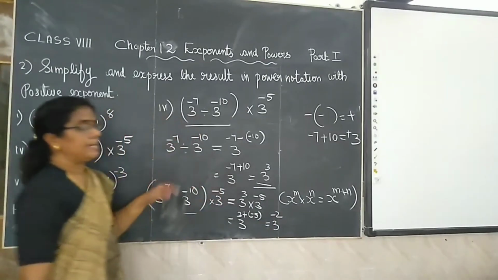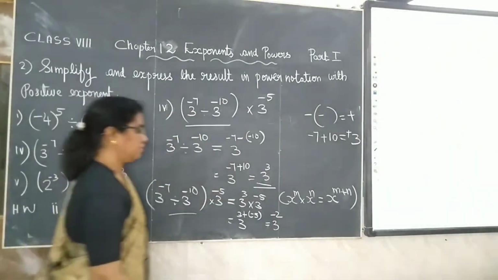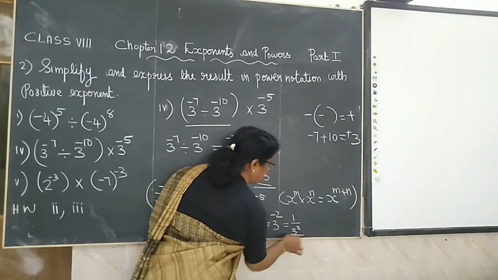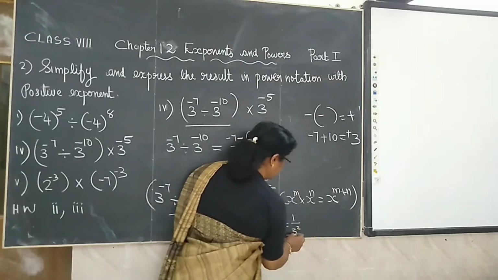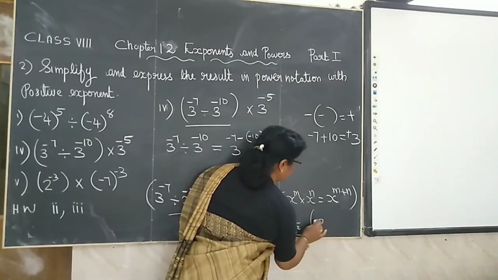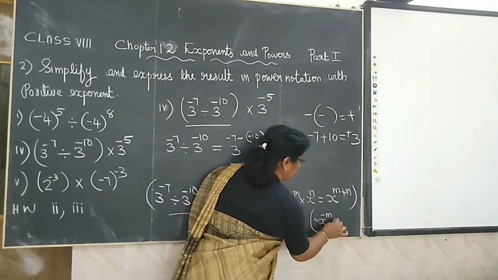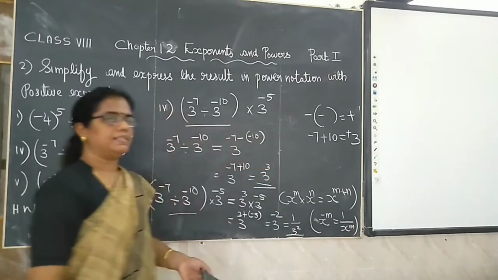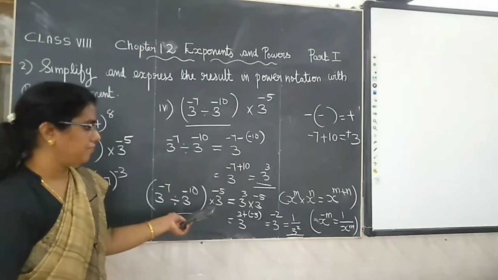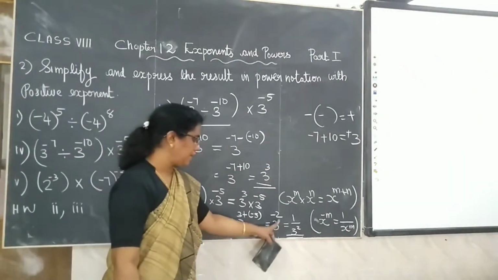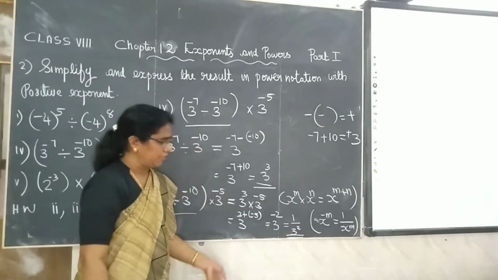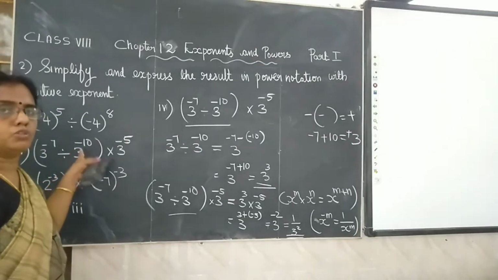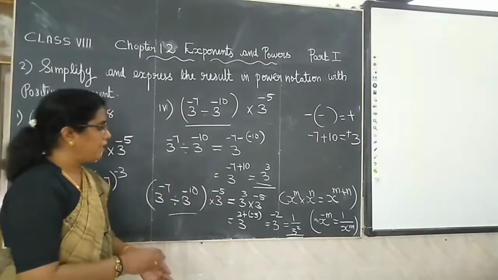And we have to express the answer in positive power. So here we can write it as 1 by 3 square. The reason is x raised to minus m is equal to 1 by x raised to m. We are applying this property here. 3 raised to minus 2 becomes 1 by 3 square. That is the second answer, the fourth question in the book. That answer is 1 by 3 square.